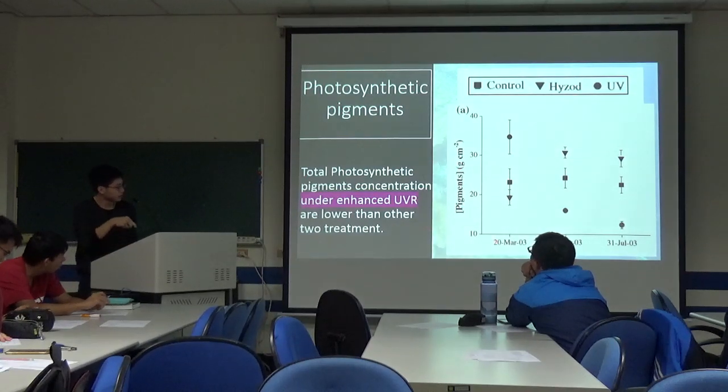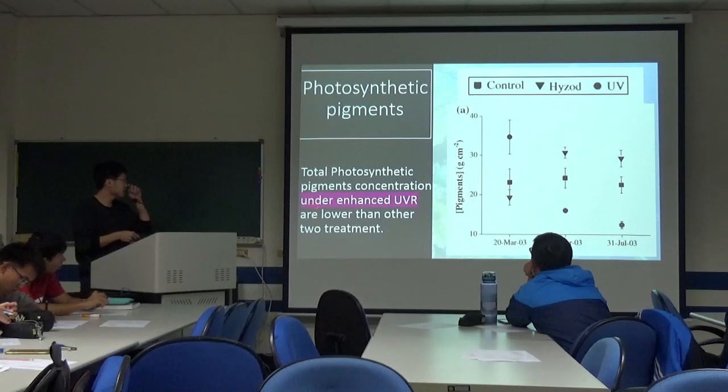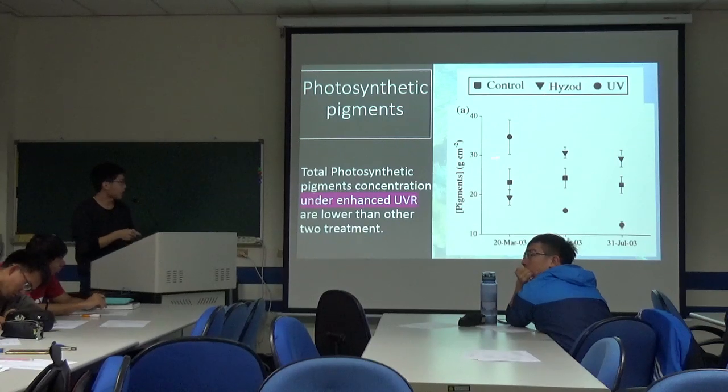And look at the picture. The x-axis is the time. The y-axis is the photosynthetic pigment. The square is control, the triangle is the hydroid panel, and the circle is enhanced UVR. You can see the total photosynthetic pigment concentration under enhanced UVR is lower than the other two treatments as well.